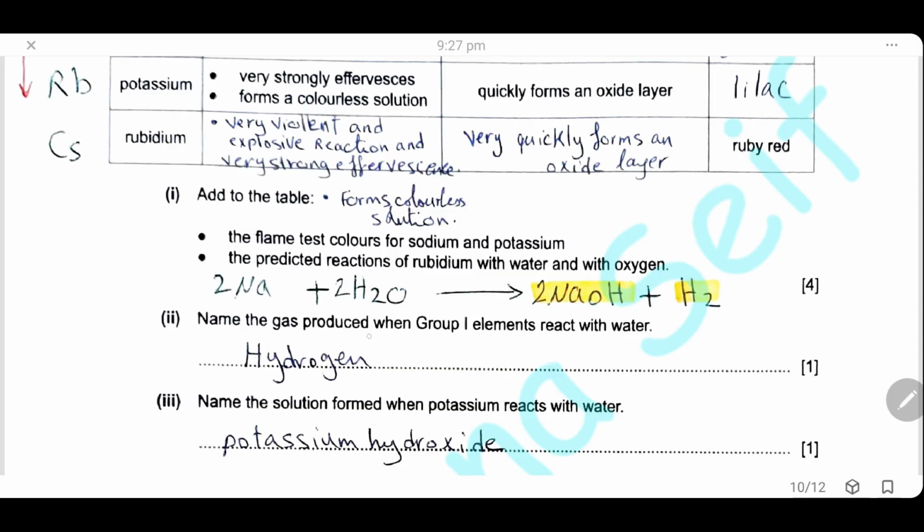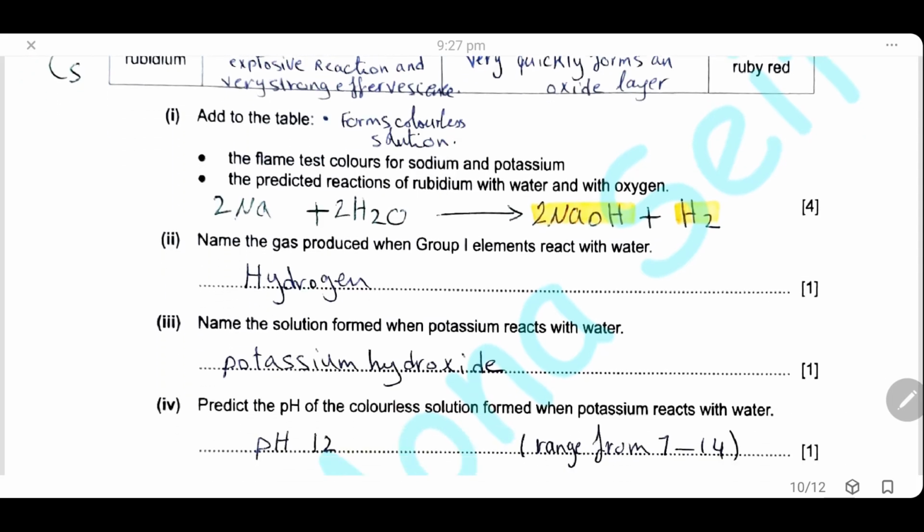Then name the gas produced when group 1 elements react with water, as represented by this equation. When sodium reacts with water, it will form sodium hydroxide, which is the colorless liquid formed here, and the gas is hydrogen gas. Name the solution formed when potassium reacts with water. Similarly to sodium, when potassium reacts with water, it will form potassium hydroxide.